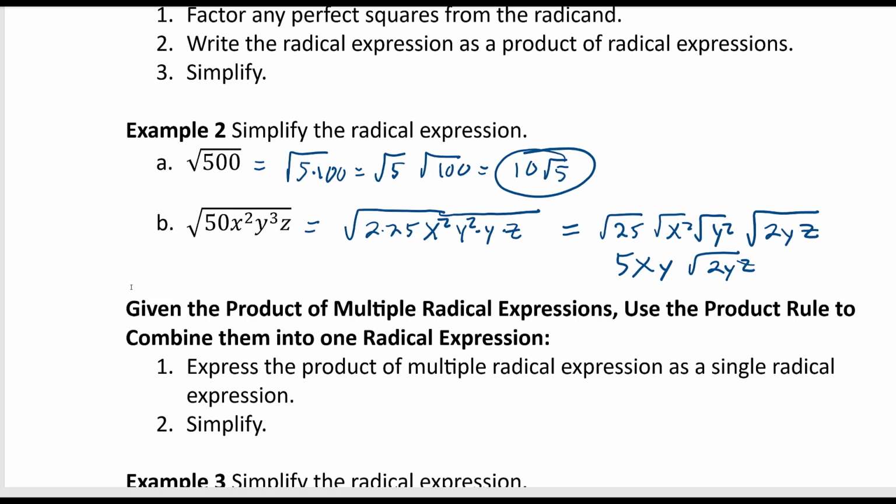Now to be technical, some people may write this answer as 5 times the absolute value of x times the absolute value of y times the square root of 2yz. But I don't think our book is being that particular.